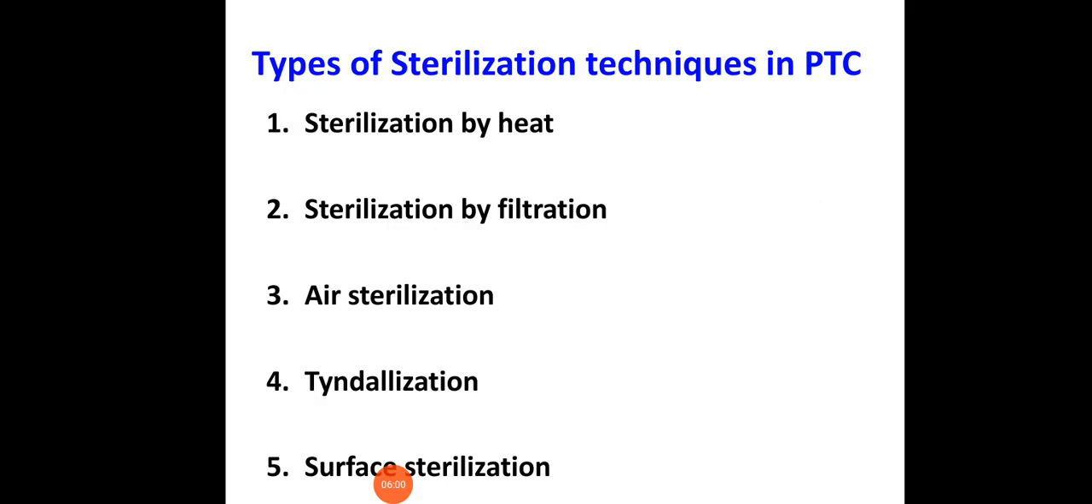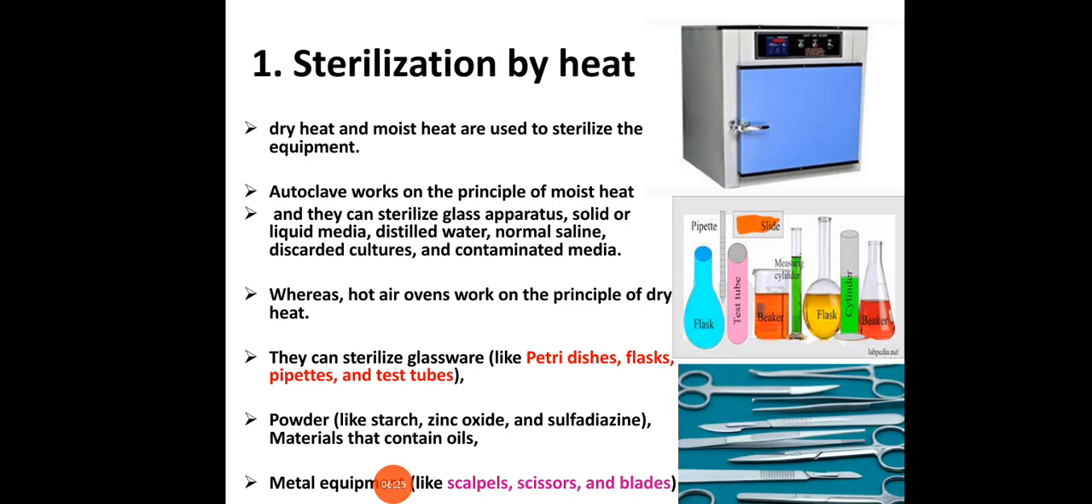what are the types of sterilization techniques in plant tissue culture? Mainly there are 5 types of sterilization techniques. First is sterilization by heat method. Second, sterilization by filtration. Third, air sterilization. Fourth, tyndallization. And fifth, surface sterilization. So the first one is sterilization by heat method.